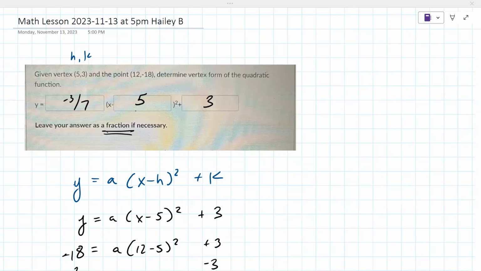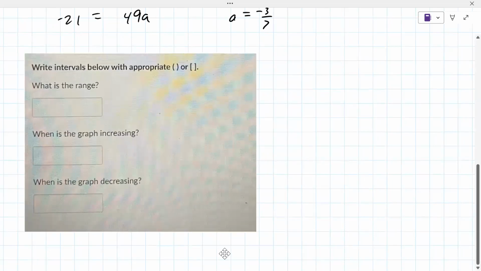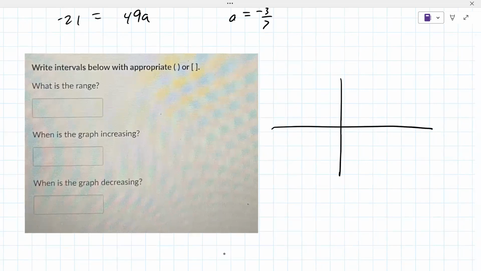All right. What I think is the challenge for most students is that you don't actually need a very accurate graph. You need the vertex, which is (5, 3), to call that (5, 3). And is it opening up or down? And that's based on the a value. It's going to graph down.